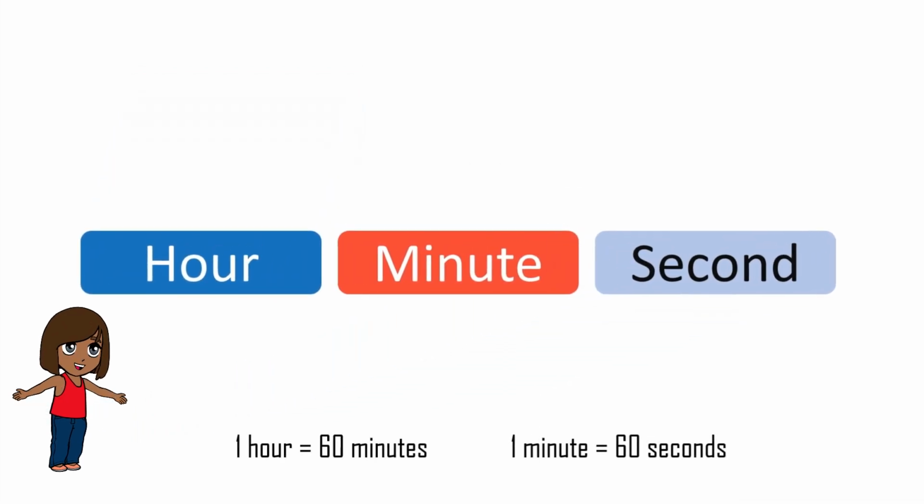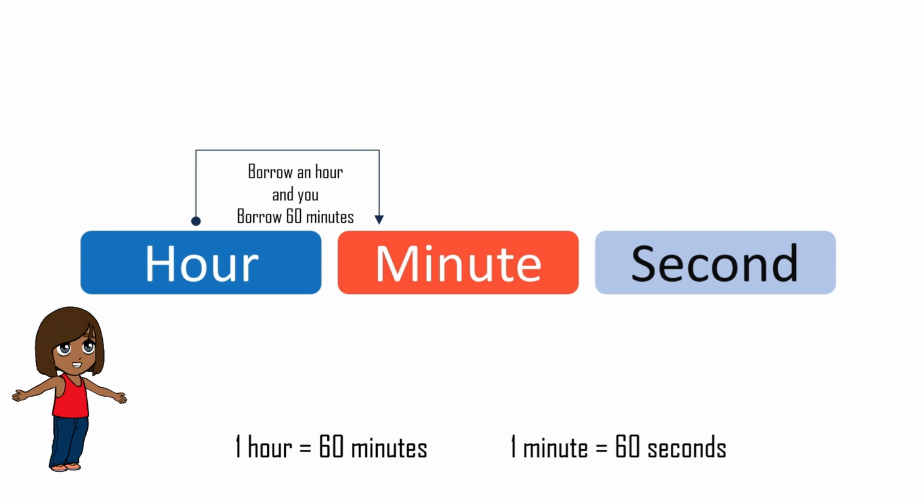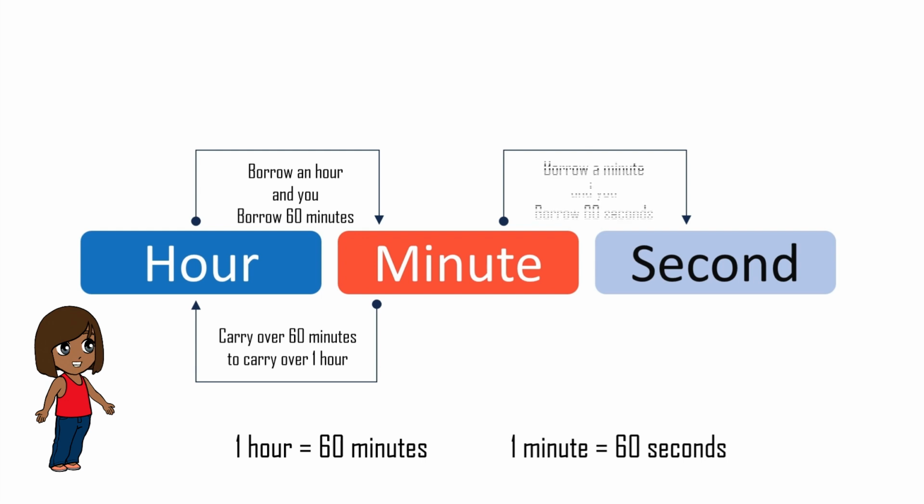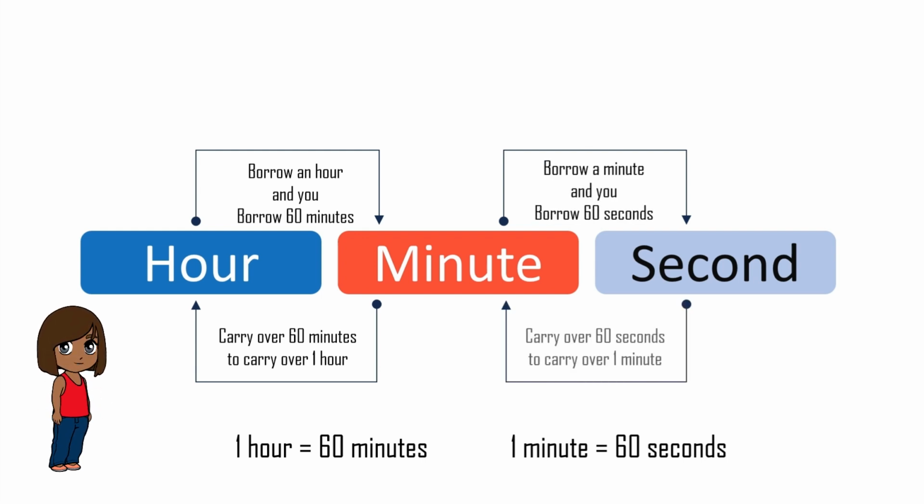We work in multiples of 60. For example, when you borrow an hour, you borrow 60 minutes, not 10 or 100. Similarly, you carry over 60 minutes to carry over 1 hour. Similarly, you borrow 1 minute to borrow 60 seconds, not 100 seconds. And you carry over 60 seconds to carry over 1 minute.